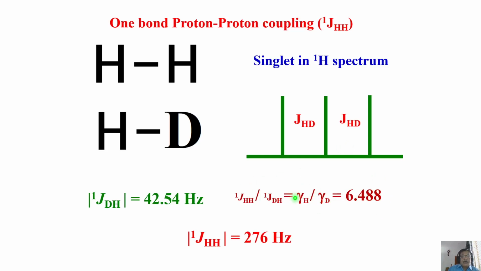So according to this formula, the ratio of JHH to JHD is equal to gamma H over gamma D. What do I know here? I don't know JHH. I want to find JHH. I know this JHD, I measured it from the spectrum. I know gamma of proton. I know gamma of deuterium, which is this many times smaller than gamma of proton. Simply plug in the values for gamma and the measured JHD, and what you are going to get is JHH.